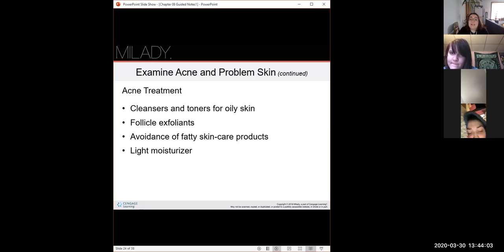Acne treatments are cleansers and toners for oily skin specifically, okay? Follicle exfoliants, you want to get any of the cell buildup out, allowing oxygen into the skin, and that'll help kill the bacteria. Common things are like salicylic acid, hydroxy acids, benzoyl, what is that? Benzoyl peroxide. Those are all good to use as follicle exfoliants. You don't want to use anything too fatty or oily because it'll clog the pores, and use a lighter moisturizer, again, because we want oxygen to get into the skin.